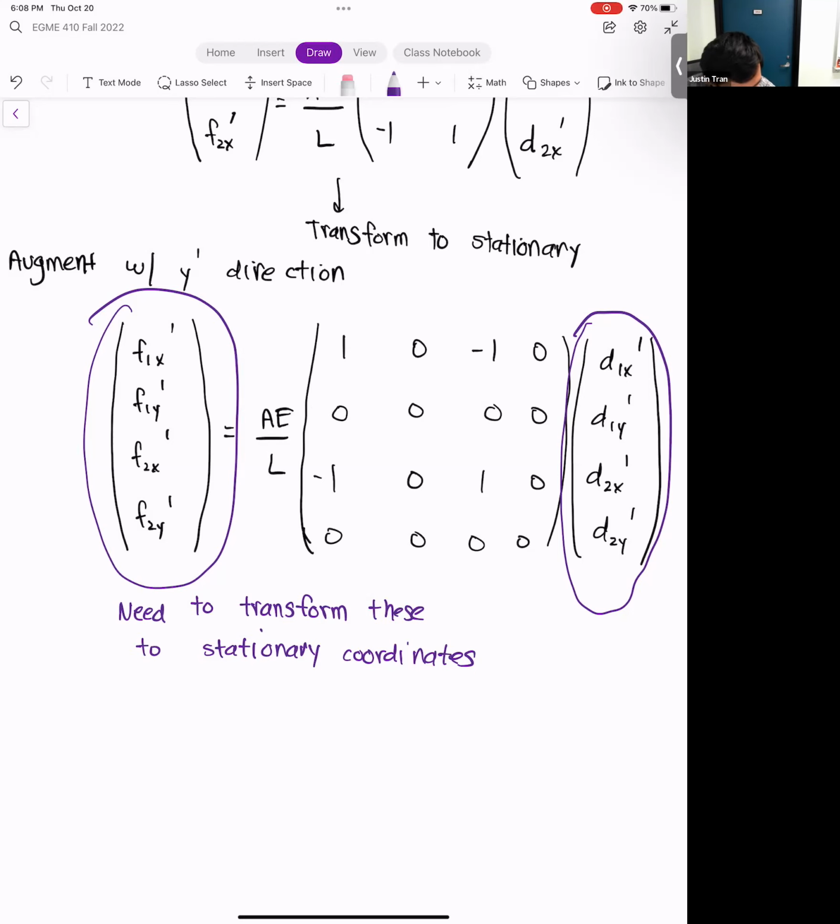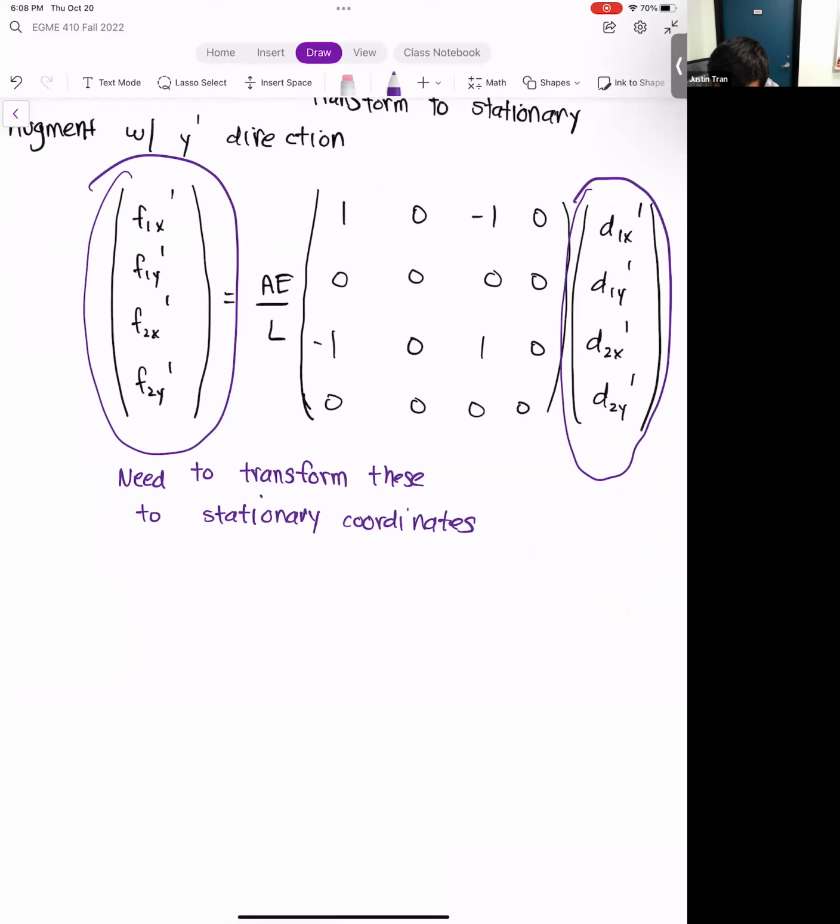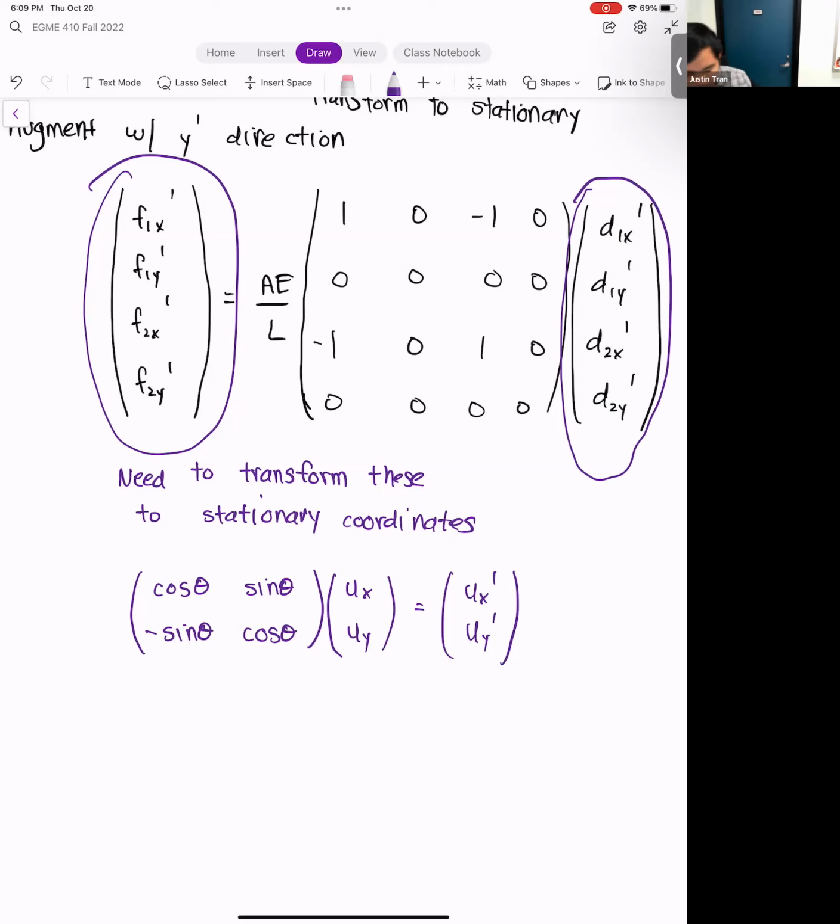To do that, let me go ahead and remind you of our transformation matrix. Our transformation matrix is cosine theta, sine theta, minus sine theta, cosine theta, times ux, uy, equal to ux prime, uy prime. That's the transformation matrix that we derived earlier today.